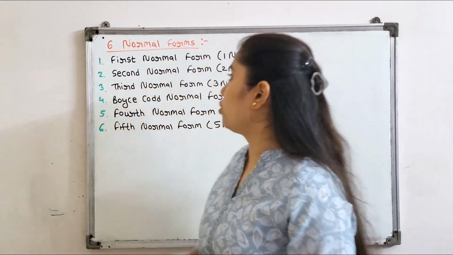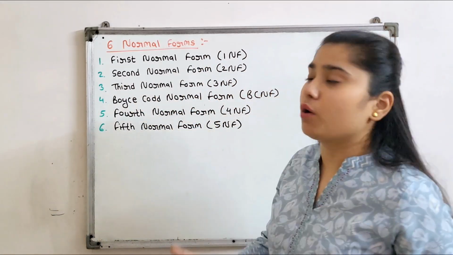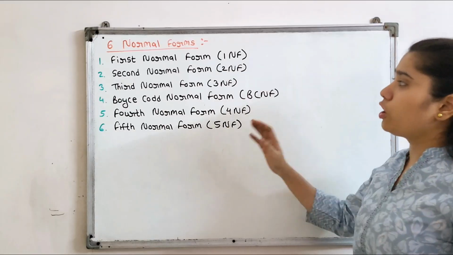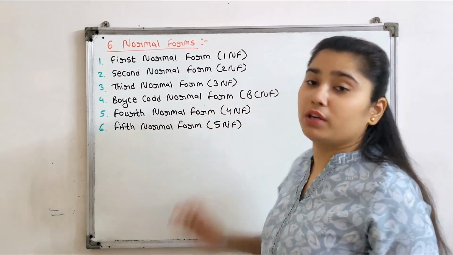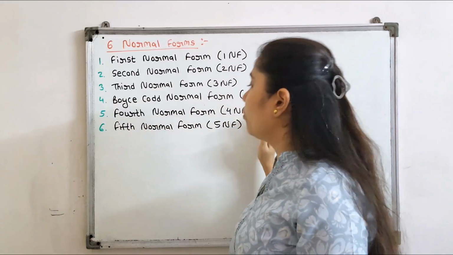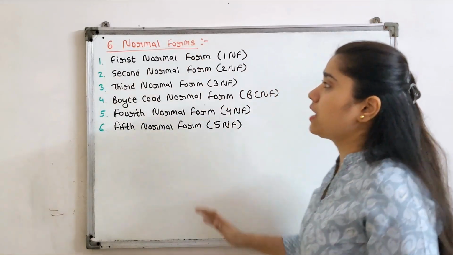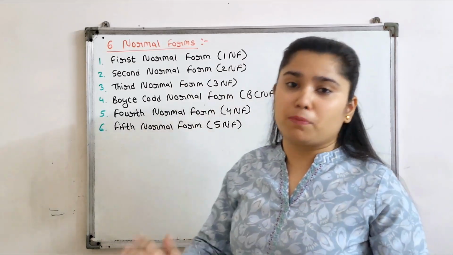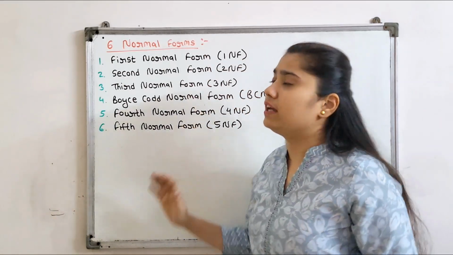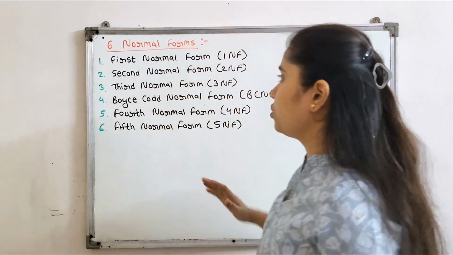Now next, in normalization we have 6 normal forms. That is first normal form, in short 1NF, second normal form 2NF, third normal form 3NF, Boyce-Codd normal form BCNF, fourth normal form 4NF, and fifth normal form 5NF. So these are the types of normal forms in normalization. Here we have only studied the names. The detailed explanation we will study in the next video. So take a screenshot of this also.